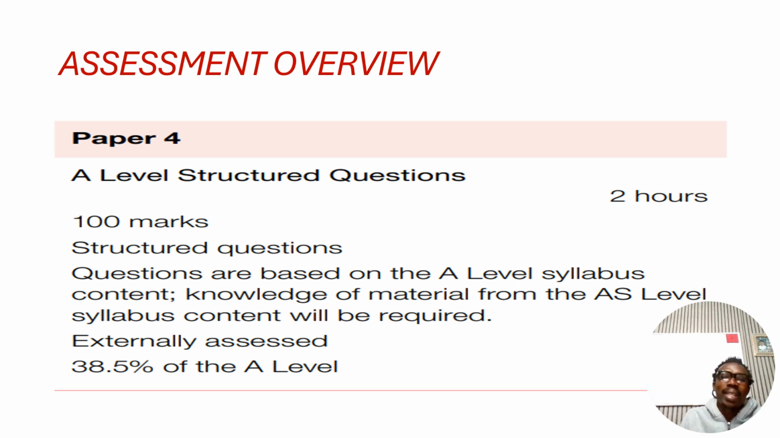And it will be externally assessed. It will take 38.5% of your total score, 38.5% of the A level, which is paper 4. So assessment objective 1, knowledge and understanding, and assessment objective 2, handling, applying, and evaluating information, will be assessed in paper 4. So it's very, very important. Please take note of that.